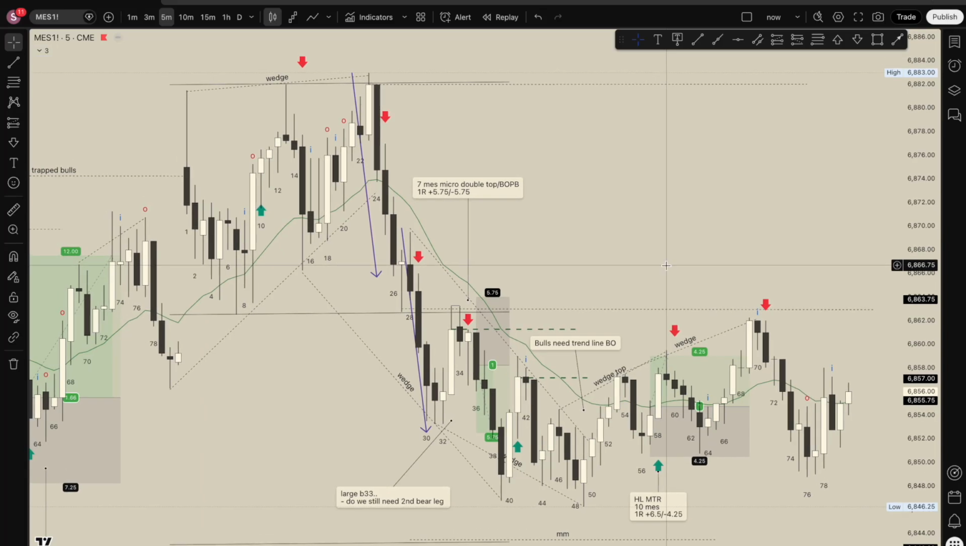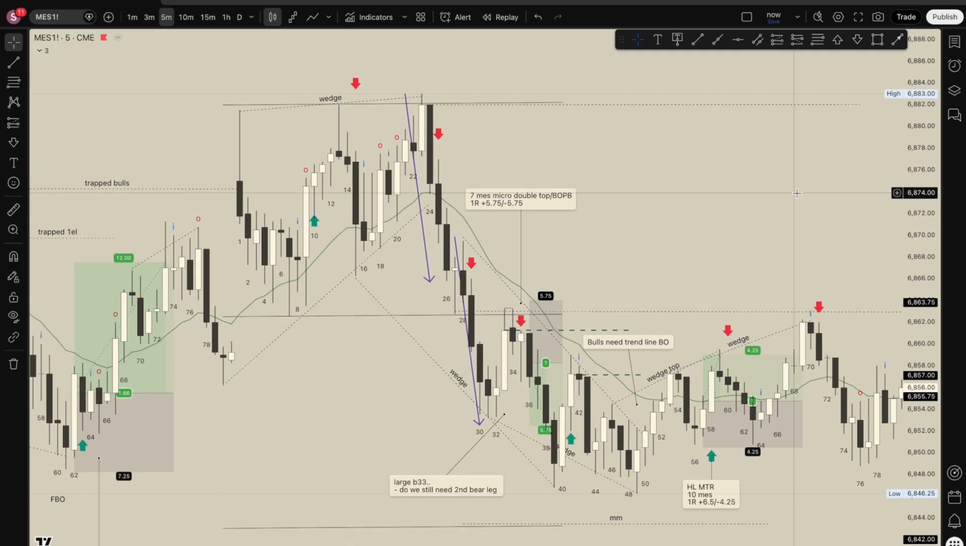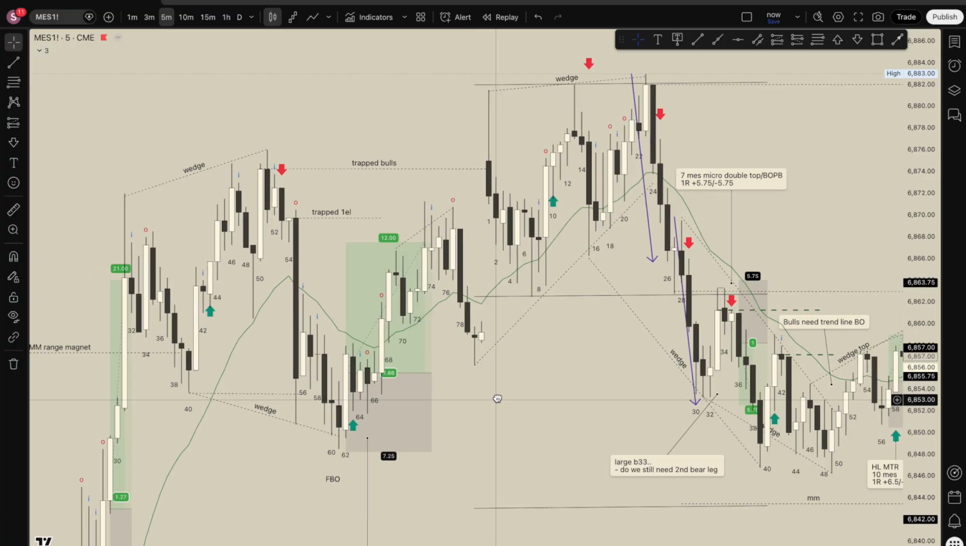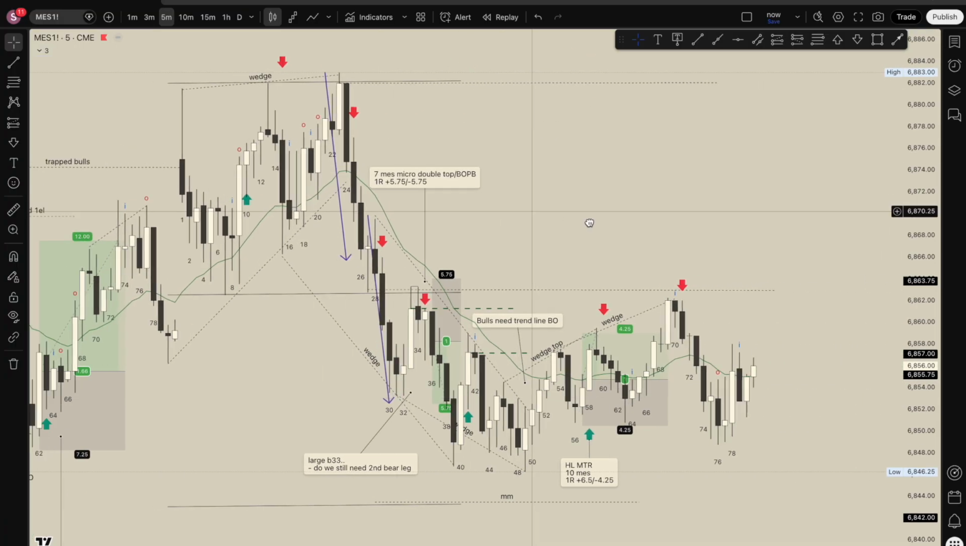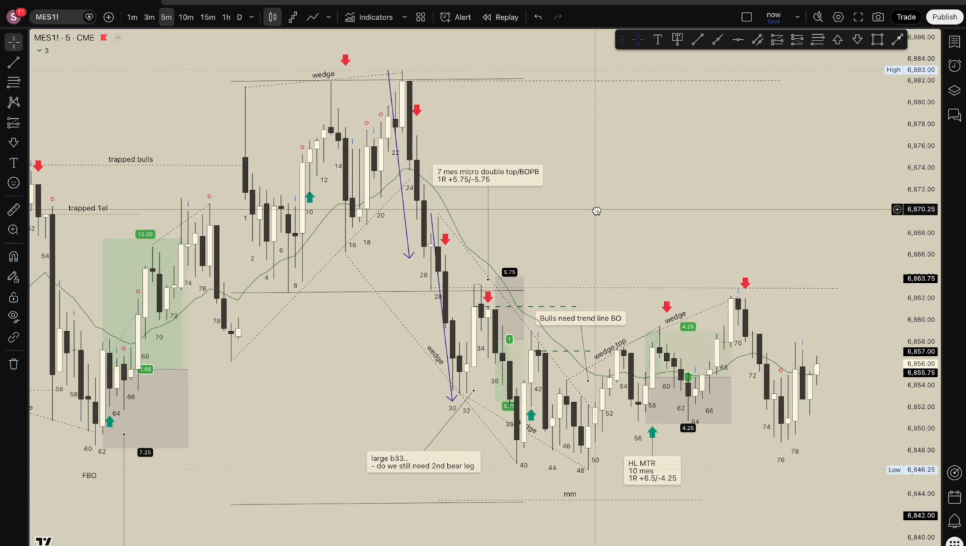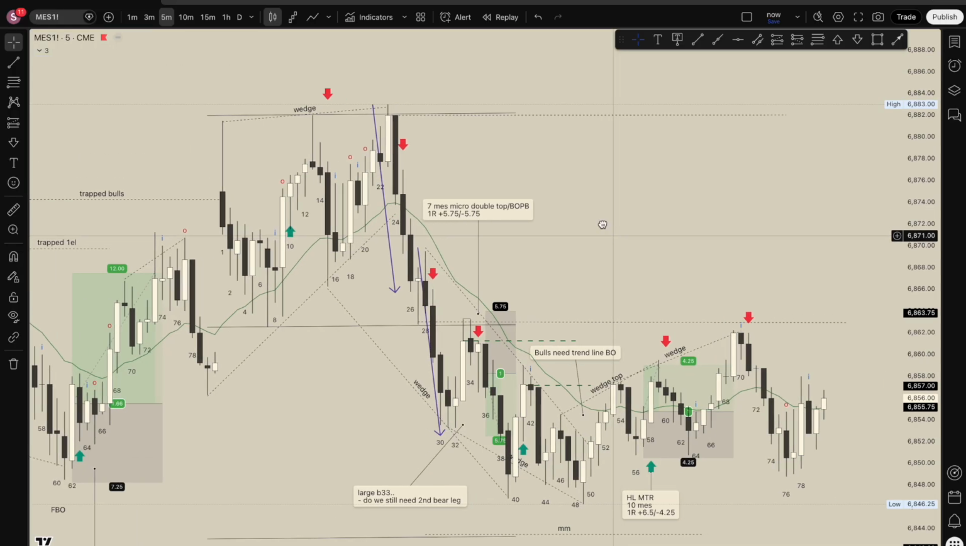Hi, this is Daniel, and this is the review of Friday's price action. This is ES futures on a 5 minute chart. And just to preface, I'm not a professional. I've only been learning for a few months, so this is just my analysis of using Al Brooks' models.